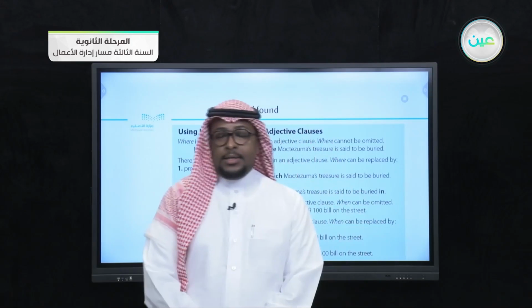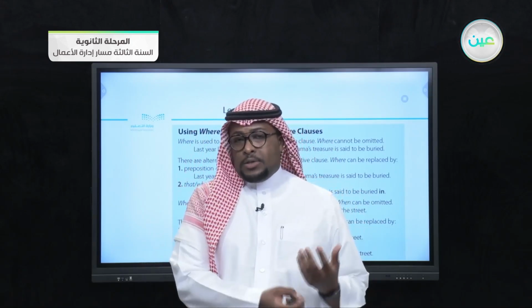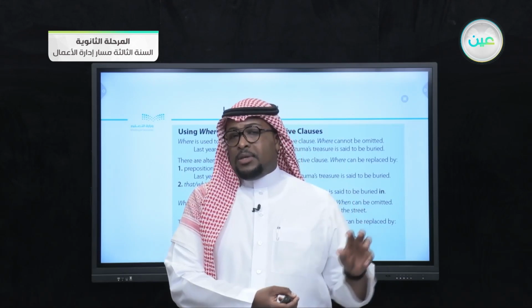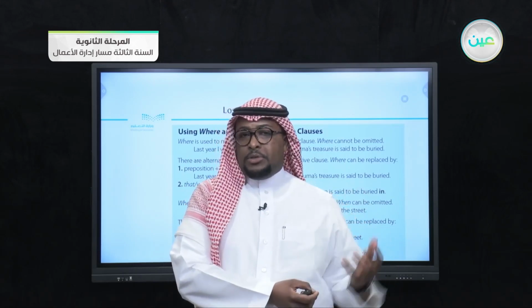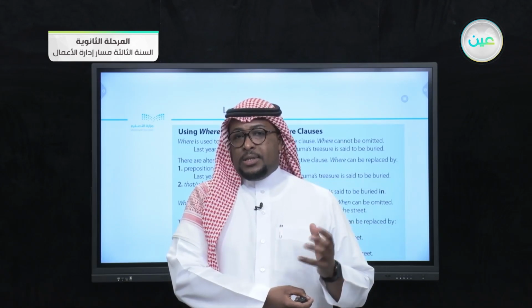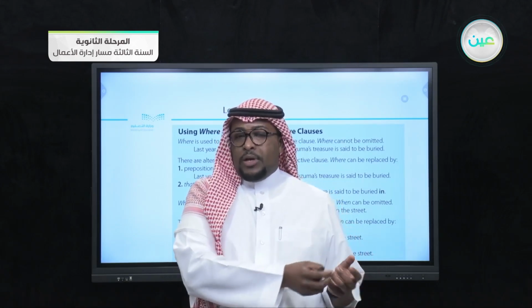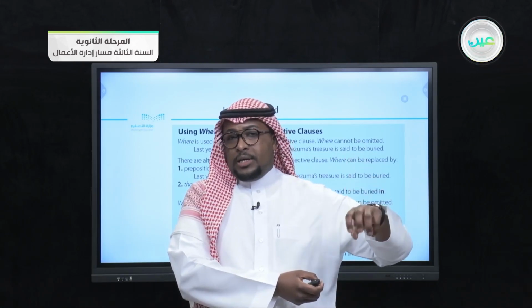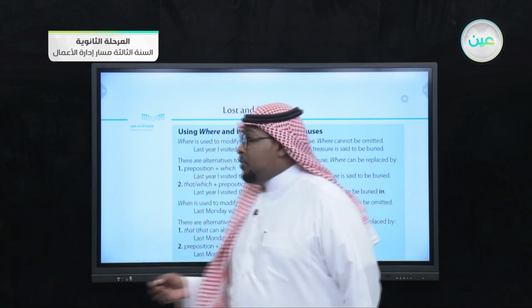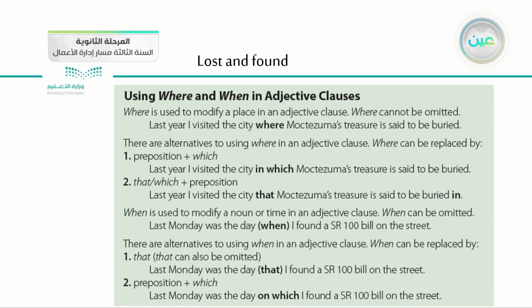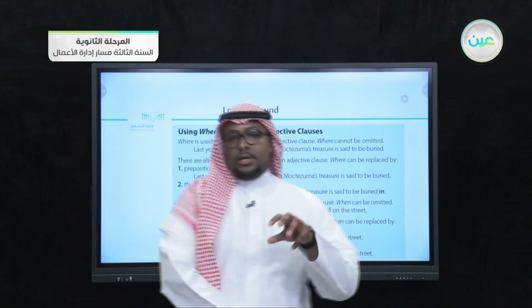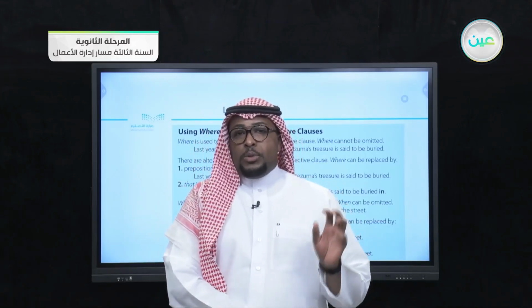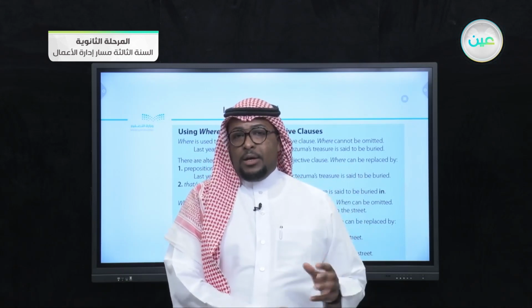Let us introduce the clause and what a clause is. A clause consists of a subject, verb, and object, the same as we do in a regular sentence. But it's special with some words. If we go over today's lesson, as you see here, where is used to modify a place in an adjective clause. Where cannot be omitted. We use this tool, where, to modify the place of such a thing.